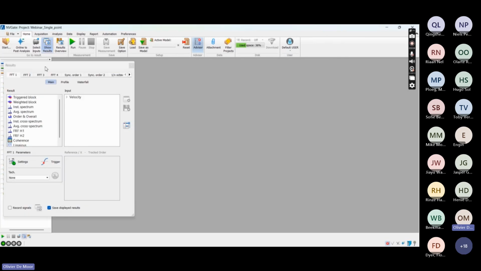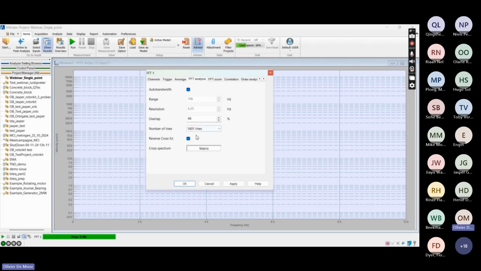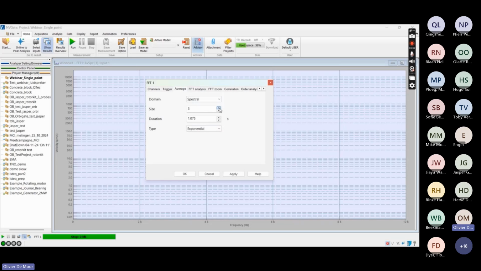Then we will go to the results tab. Here we can configure what we are going to visualize and what we are going to measure. We can show the triggered block, the average spectrum, the frequency response function. For this measurement we will only show the average spectrum because we only have one sensor connected. Then we can go to the FFT settings. Here we can adjust the frequency lines to the same number of lines that we have used for the generator, so that we have a resolution of 1.5 Hertz. Here we can choose the averaging, so we use 10 averages, with linear averaging.